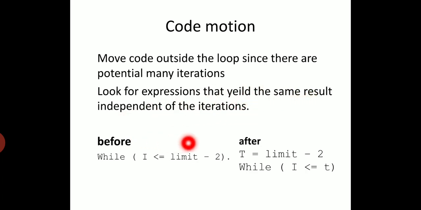Here, if we check an example, while i less than or equal to limit minus 2, always we have to compute limit minus 2. That means however many times the while loop gets executed, that many times limit minus 2 will be evaluated. So better if we move limit minus 2 outside the loop, we can avoid that many operations or calculations. So t is equal to limit minus 2 is provided as a statement prior to the while loop, and while i less than or equal to t is given. So we can improve the code by moving the code outside the loop.